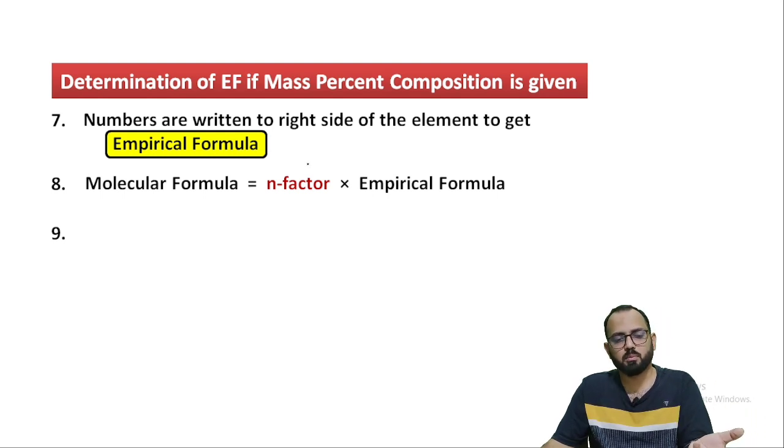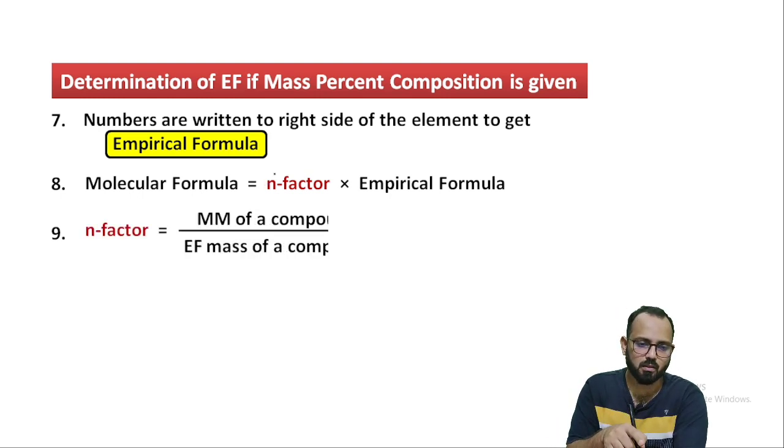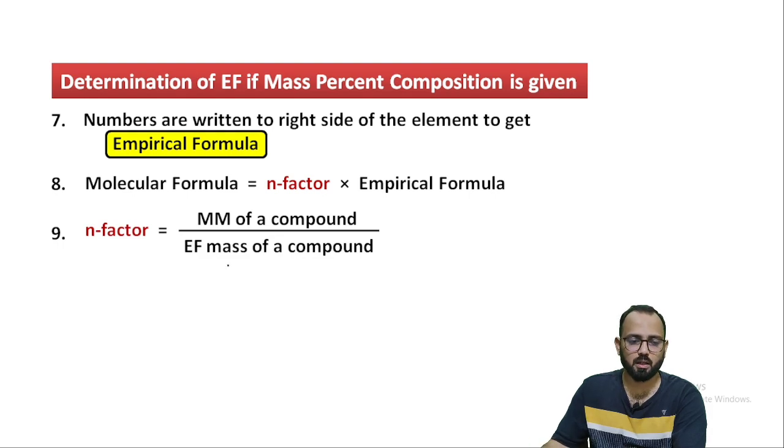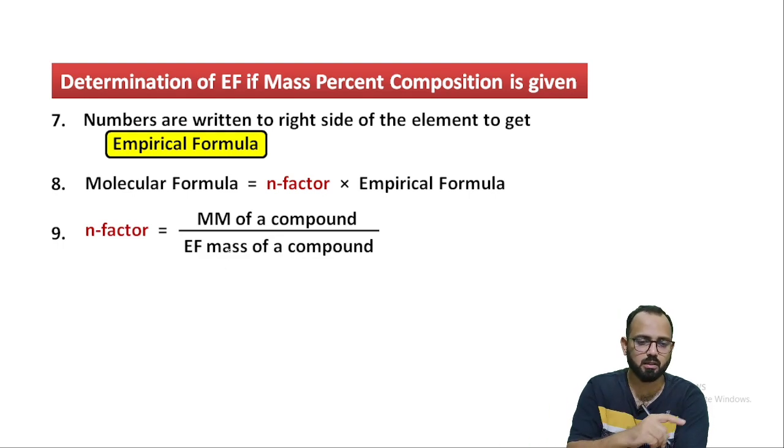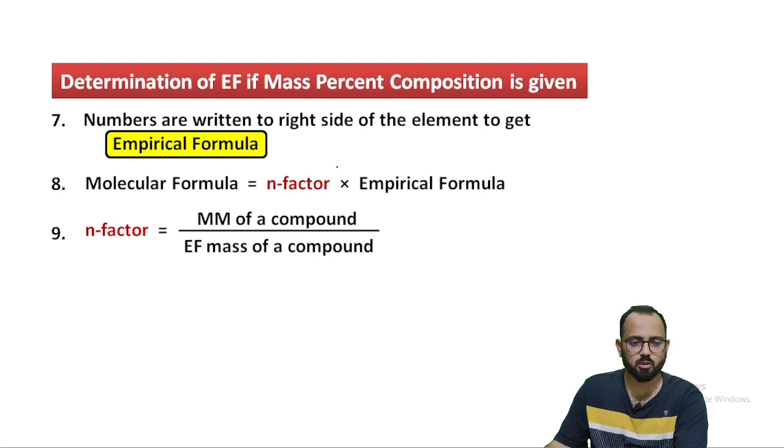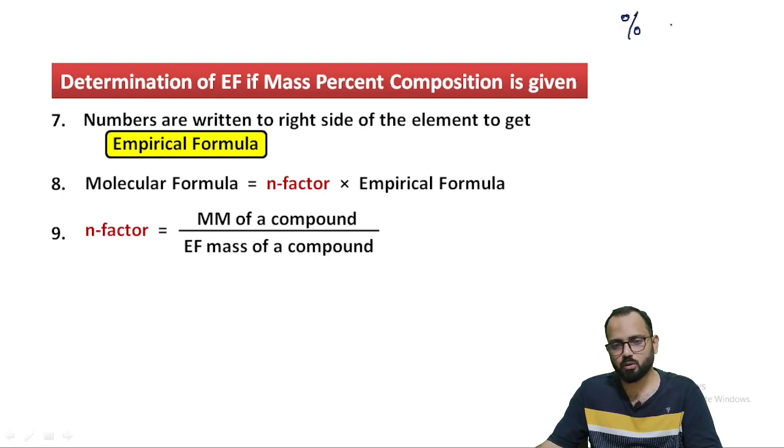Then if you find out the empirical formula, what do you have to do to find out the molecular formula? N into empirical formula. If you got the N, how will you be getting the N? Molecular mass by empirical formula mass, that we have done. So you will be getting the N, so you will be getting the molecular formula as well. So from percentage composition, you got the idea how to find out the molecular formula.